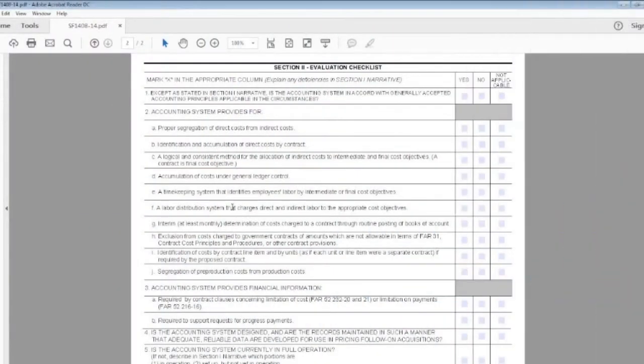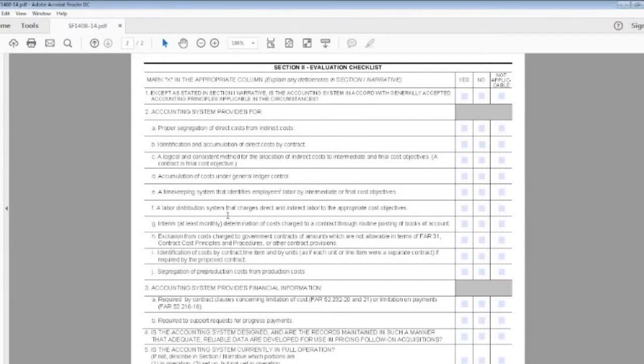So that brings us to the next requirement, requirement 2F, and that's a labor distribution system that charges direct and indirect labor to the appropriate cost objective. So we've seen just a moment ago how an employee can record the labor and submit the labor charges, and once again they're approved and transferred to the accounting system, we will run process 2F, and that's a labor distribution system, and that's a big one.